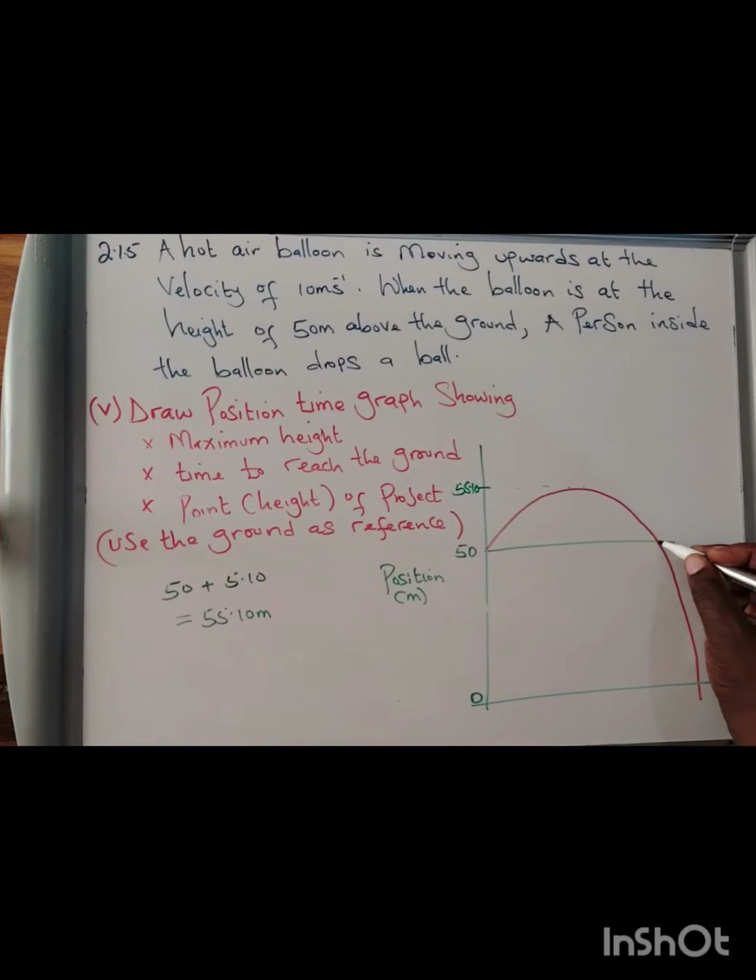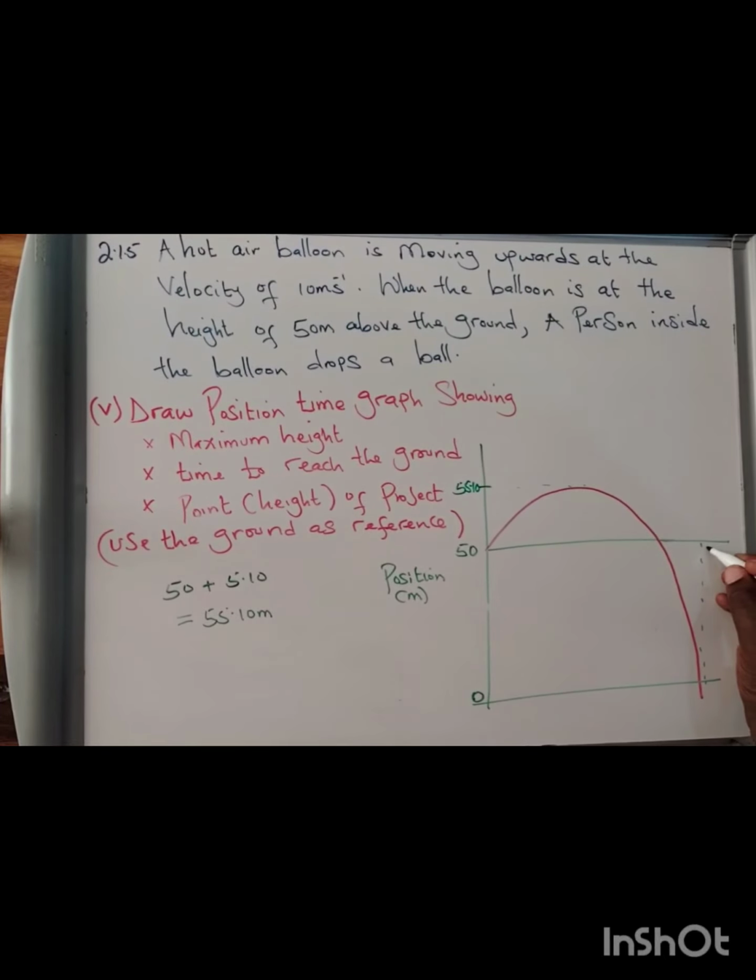We must not forget that time is also needed, time for the entire projection. And it was found to be 4.37. Remember, this axis represents time in seconds. So there we are. This is our position-time graph.